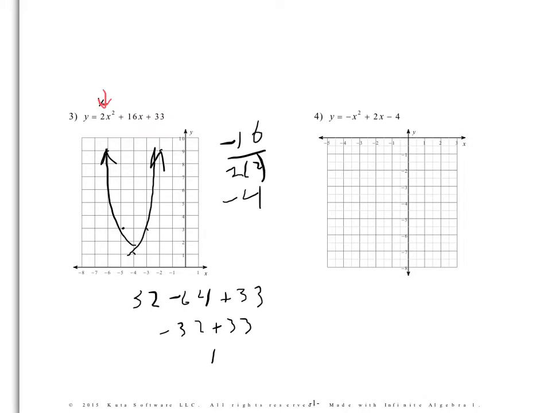And then this one over here, b is 2, so it's negative 2 divided by 2 times negative 1, and that's a 1. So negative 2 divided by negative 2 is positive 1. Okay, plug in positive 1 there. 1 squared is 1, but it's negative, so it's negative 1 plus 2 minus 4. So I should end up with negative 3. So I'm at 1, negative 3, so I'm right in there.